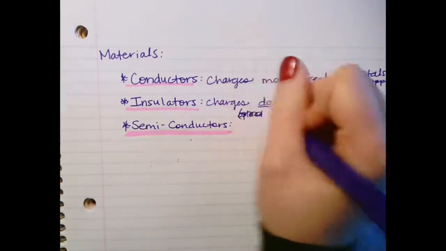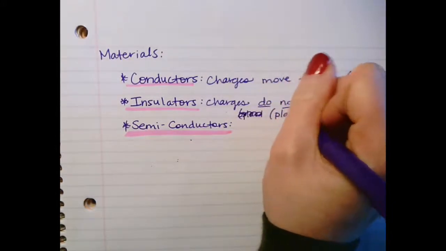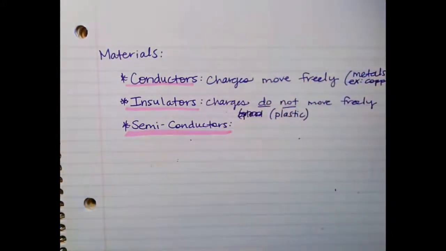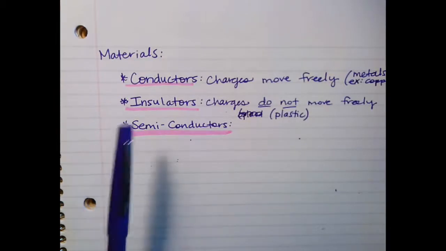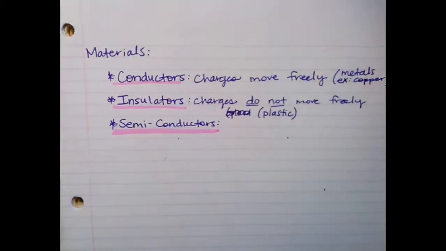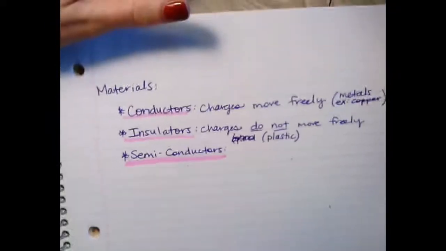Oop, I can't spell today at all. Plastic, rubber, things like that. Things that insulate. Obviously, sometimes we want conductors, but sometimes we want insulators.